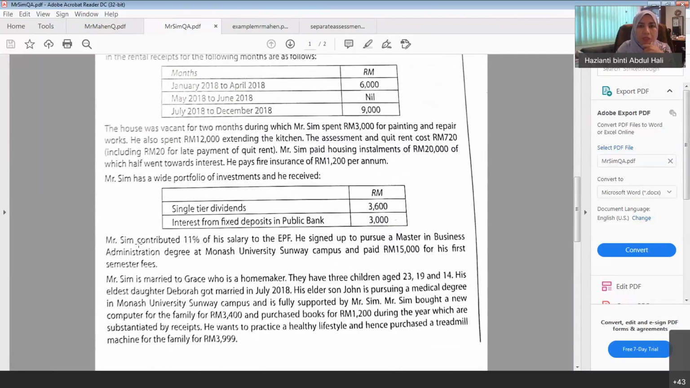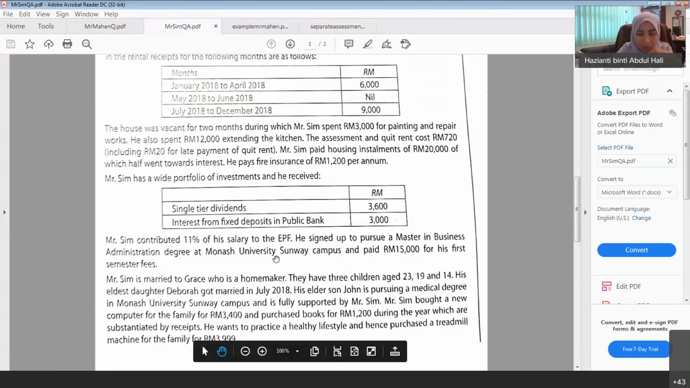Here, Mr. Sim contributed 11% of his salary to EPF. He signed up to pursue a master in business and paid 15,000 for his semester fees. He is married to Grace, who is a homemaker. They have 3 children, aged 23, 19 and 14. The eldest daughter got married in July 2018. The eldest son is pursuing a medical degree at Monash University and is fully supported by Mr. Sim. So whenever you have all these kinds of relief, you had better highlight and put the maximum amount.